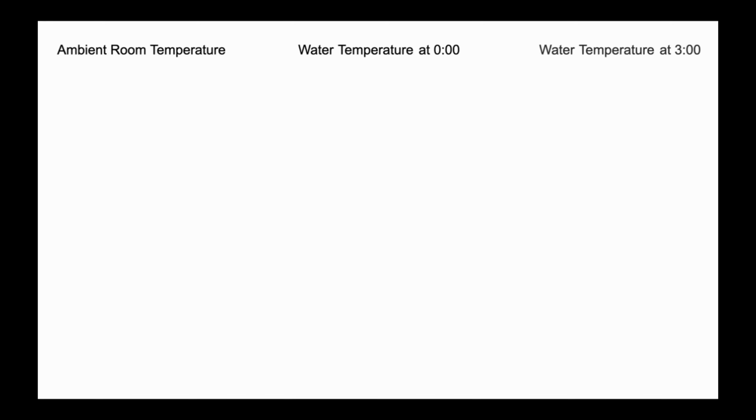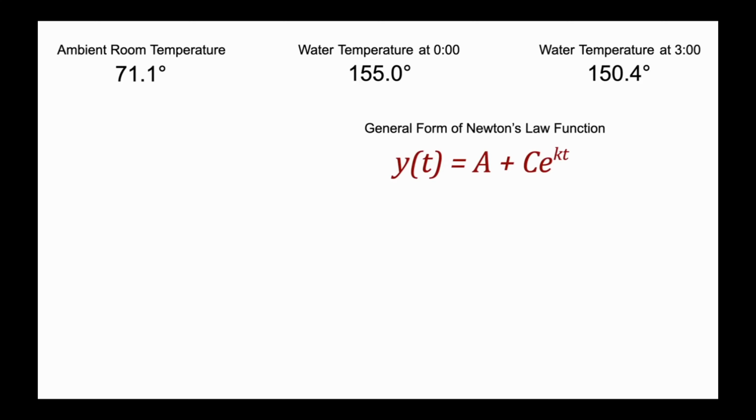I'm going to make use of three different numbers: the ambient temperature of the room, the initial temperature of the water right when you started your stopwatch, and the temperature at 3 minutes in. The water started out at 155 degrees Fahrenheit. The temperature of the kitchen was 71.1 degrees Fahrenheit. And the temperature at 3 minutes was 150.4 degrees.